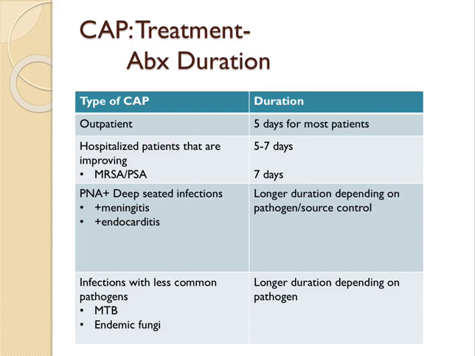Also, some exceptions that we all should be aware of. Let's say if we're dealing with pneumonia that is associated with deep-seated infections such as meningitis, endocarditis, or let's say Staph aureus bacteremia, remember that sometimes the duration of therapy would also depend on the other diagnosis. Therefore, we have to make sure we account for the overall picture and not necessarily stick to the 7-day number. Longer duration of therapy is most of the time needed for unusual pathogens such as Mycobacterium tuberculosis infection, endemic fungi, and some other pathogens.